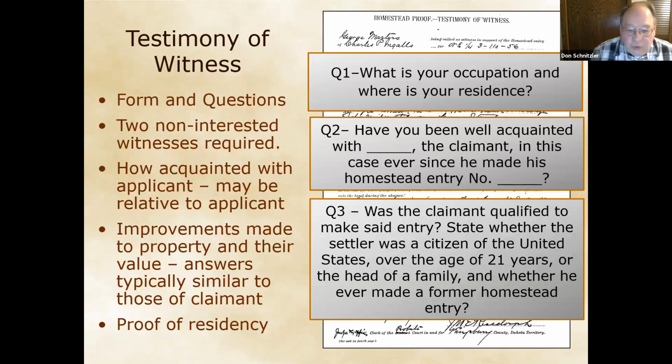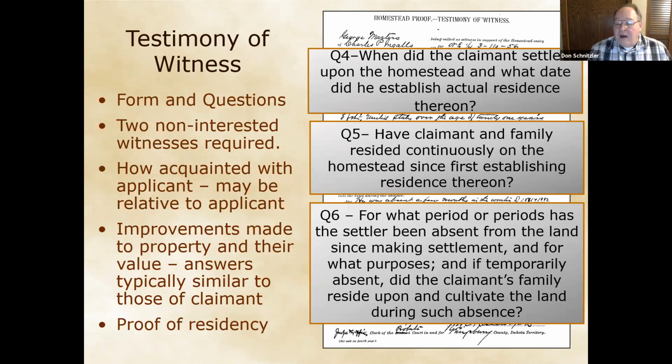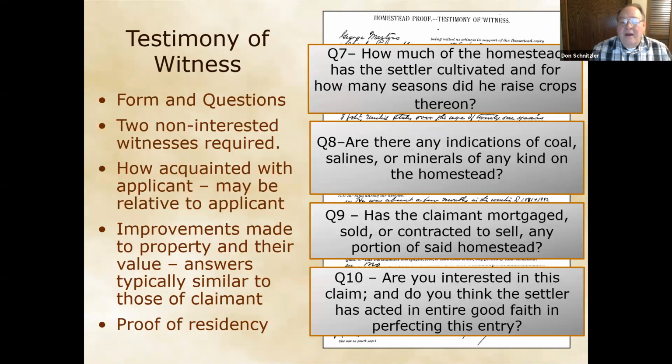And then they bring in 2 witnesses and ask similar, if not almost identical questions. So what is your occupation? That's specific to the individual. And then how do you know the individual who's applying for the homestead? And then they go through and ask the questions that relate to whether or not the applicant is qualified, when they established their homestead, who was living on the homestead, and whether or not that residence was continuous. And if it wasn't continuous, where were they and how long? So they asked those same kind of questions to reinforce what the claimant had said. And it goes right down to the same thing about the minerals on the property and whether or not they had mortgaged or sold or contracted to sell any of the property.